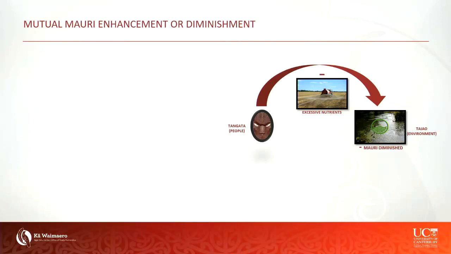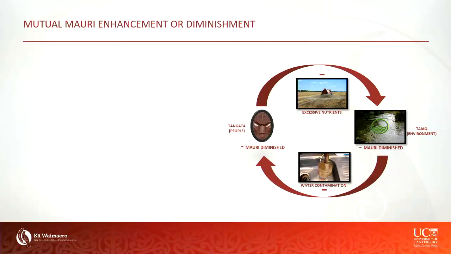So from a Māori perspective, we say that the mauri of that water has been diminished. But at the same time, that same action leads to water being contaminated, which then affects people. So the idea is then people's mauri is diminished. So this is this idea that if you take a negative action, it comes back around to you. And this is utu. And it's an idea of balances.